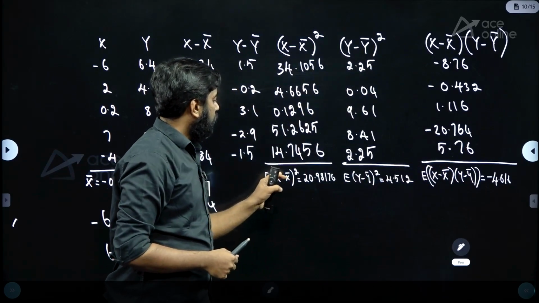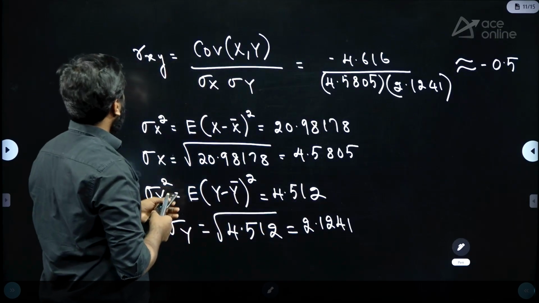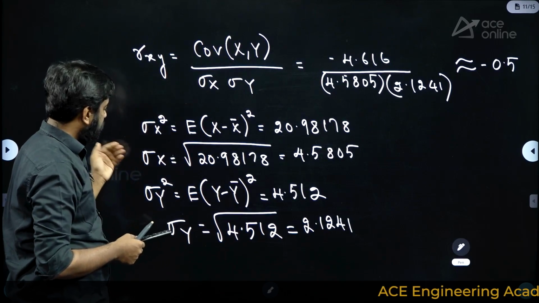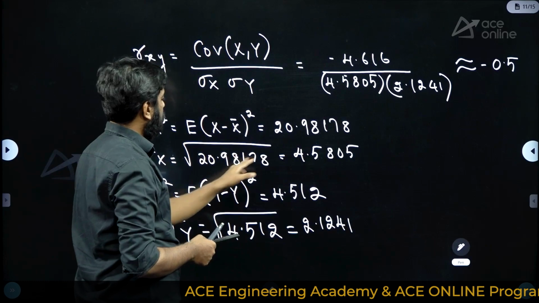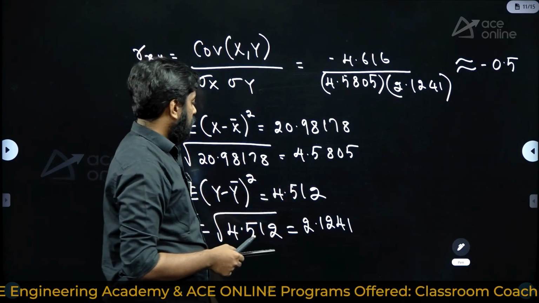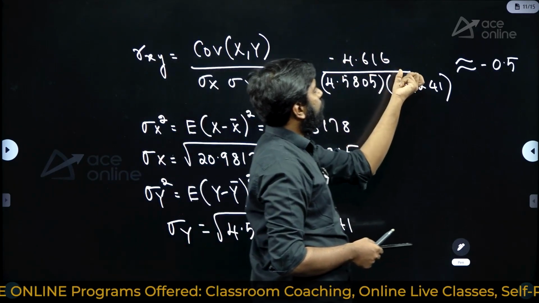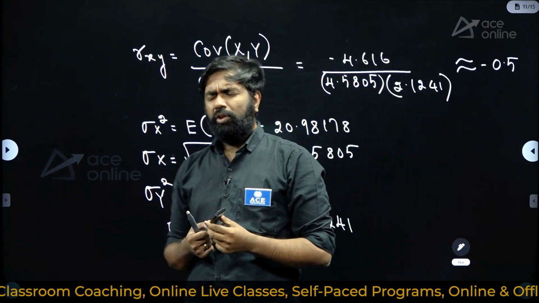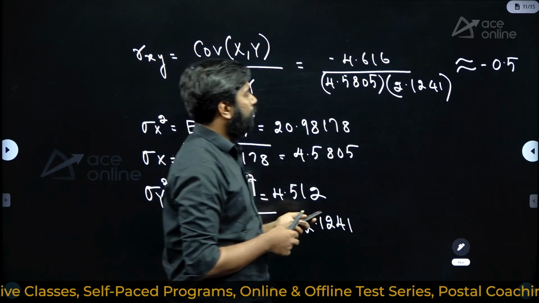I got sigma x square and sigma y square. I substituted into this formula. So the formula is covariance of x comma y by sigma x sigma y. I have to find sigma x and sigma y. Sigma x is the square root of 20.98178. So I have done that. Sigma y is the square root of 4.512. So I have done that. Substituted those expressions. When you look at this ratio, approximately I got minus 0.5 as the answer. Okay, minus 0.5.